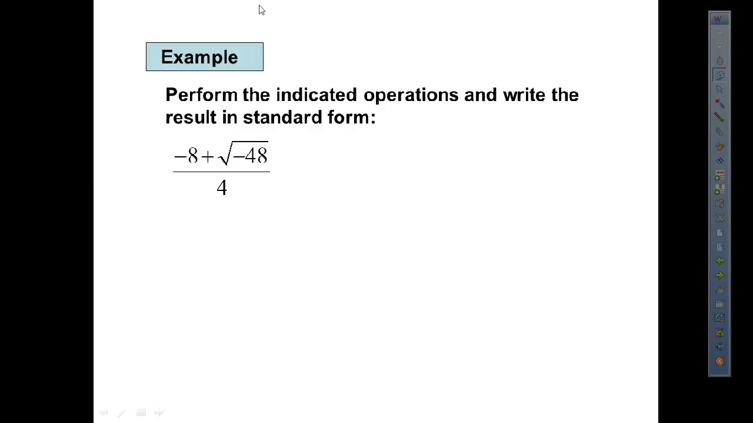All right, you guys try this one really quick, and I'm going to show you the answer in just a second. Pause the video, try to work it out, and then I'm going to show you the answer for you to check it in 3, 2, 1.